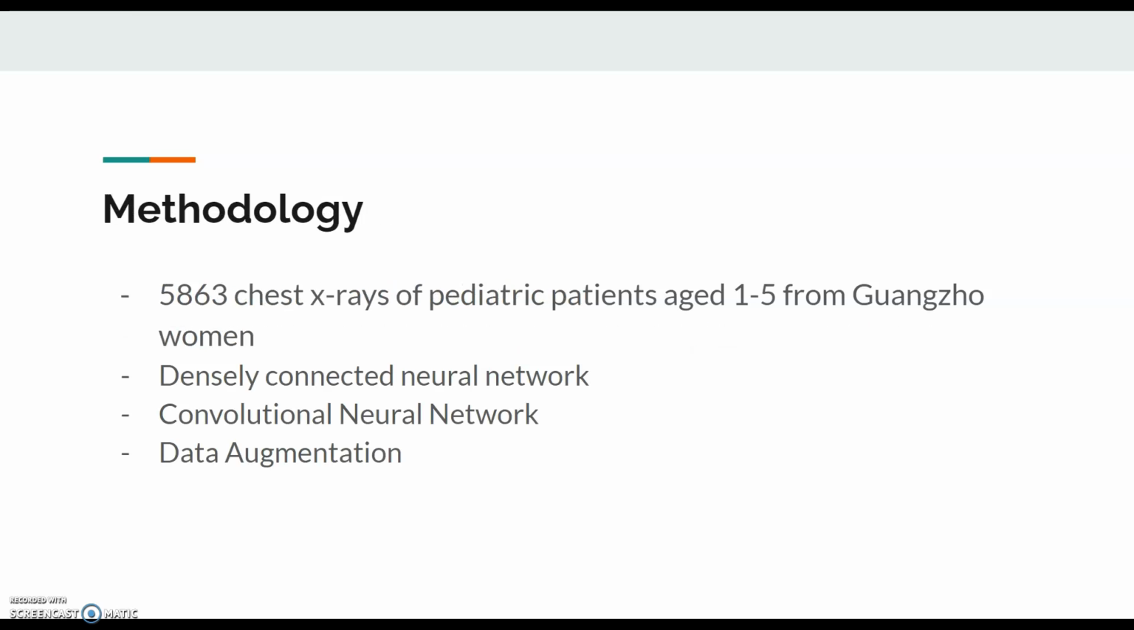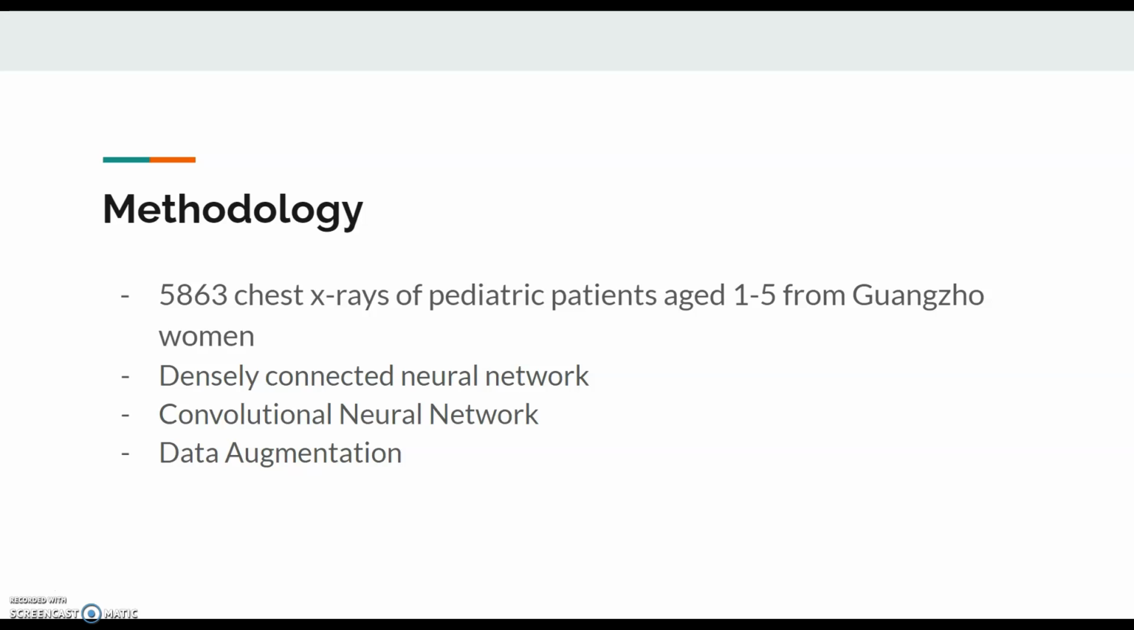Now, the dataset is comprised of around 5,800 chest X-rays of pediatric patients aged 1 to 5 from Guangzhou, females. And we used a densely connected neural network with one input layer, two hidden layers, and one output layer for our baseline model. And we also used a convolutional neural network, which is used often for image recognition.